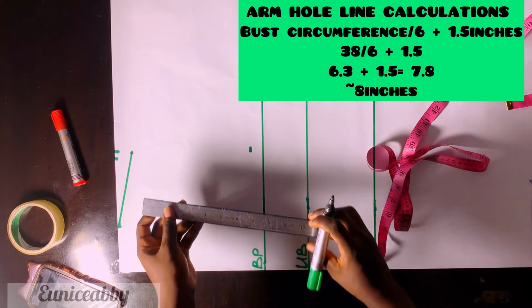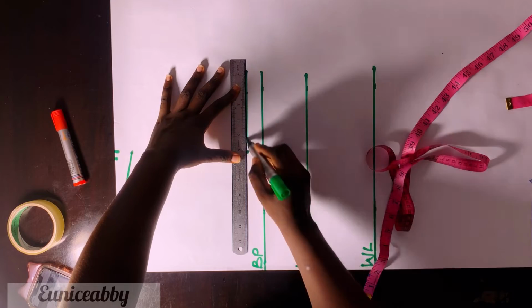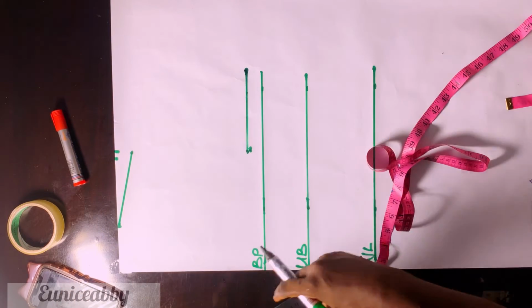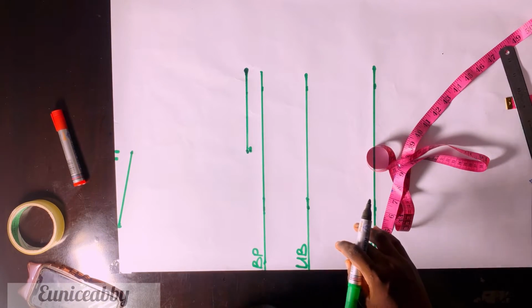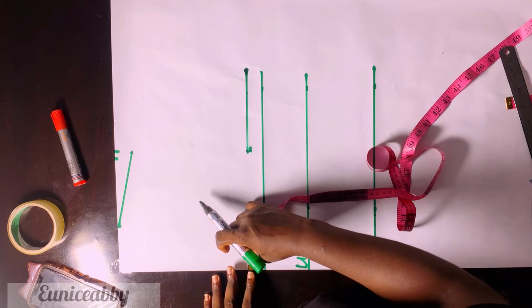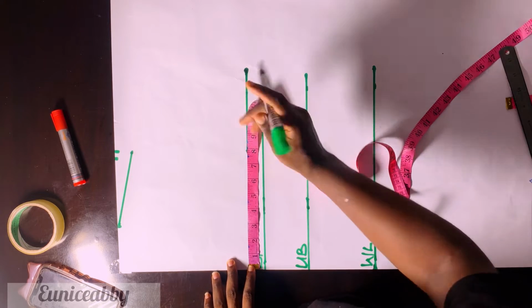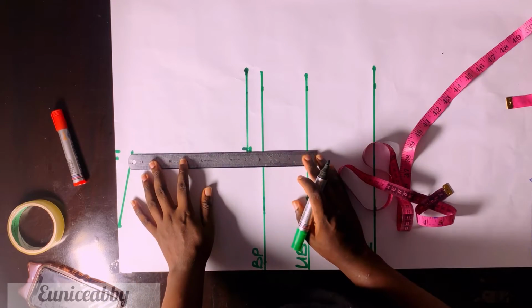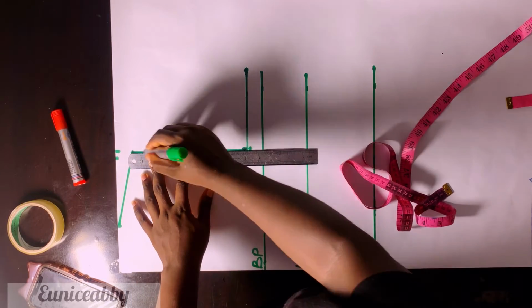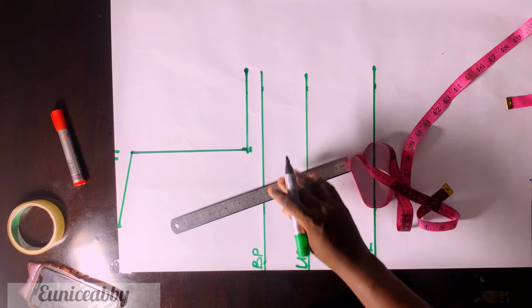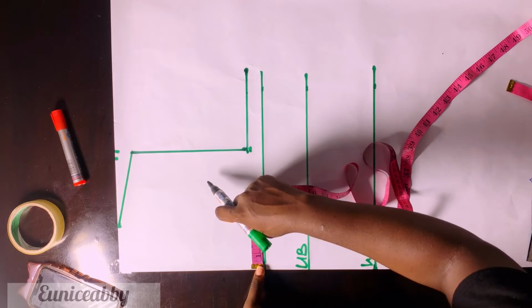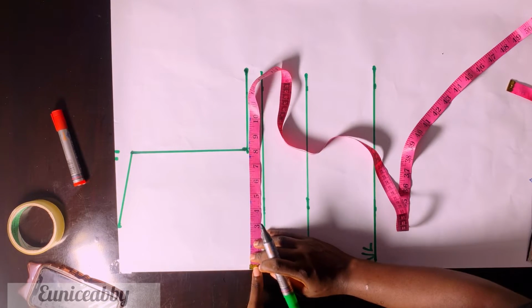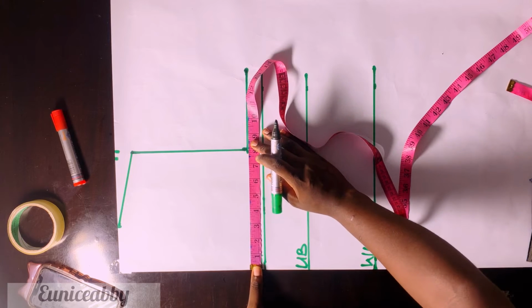After ruling that into the straight line, the next step is to create our armhole curve, and to do that, I'm going to mark exactly what I marked on my shoulder line, which is 8 inches. I'm going to mark that here, and I'm going to connect that into a straight line. Okay, after that, on the armhole line, I am going to divide my bust circumference by 4 and mark whatever I have there. 38 divided by 4 gives me 9.5.